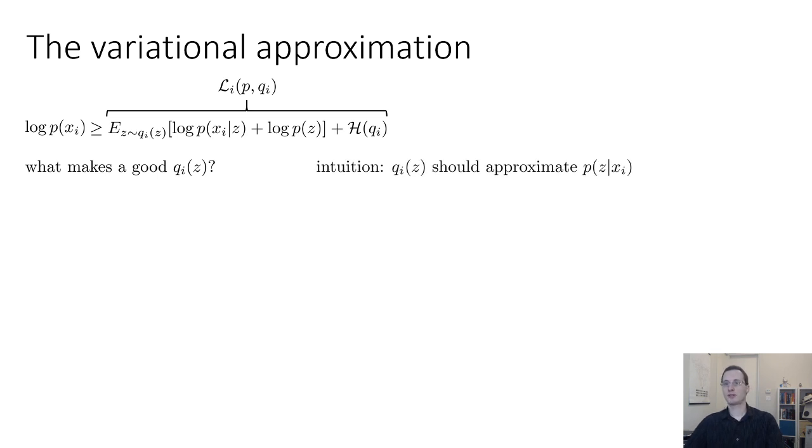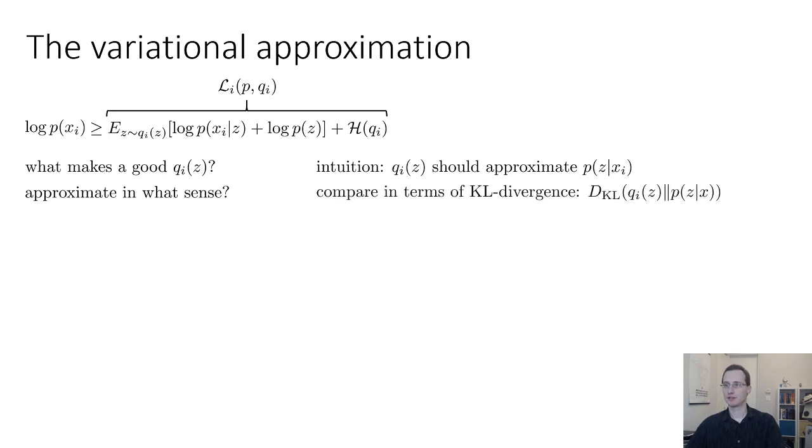The intuition for what makes a good Qi of z is that Qi of z should accurately approximate p of z given xi. And I will show you why this is true. So in what sense should Qi of z approximate p of z given xi? Well, their KL divergence should be low. And we can prove this. Here's how we prove it.